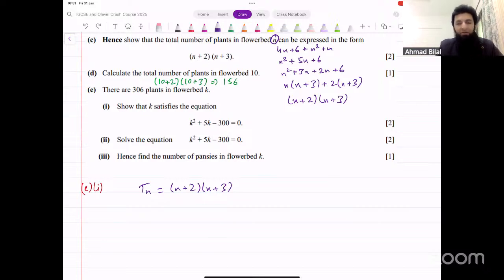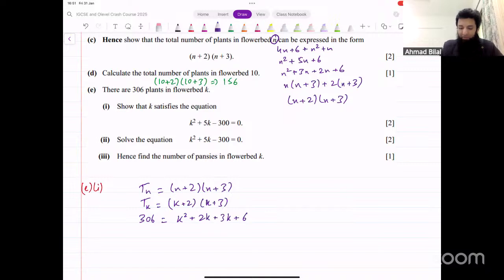Now, can we write down the number of plants in flower bed K ourselves? If the flower bed n has this many plants, then flower bed K should have K plus 2 times K plus 3, right? That should be the number of plants in flower bed K. Now, they are saying this number is supposed to be 306. So we can equate this to 306. Now, 306 equals k squared plus 2k plus 3k plus 6.